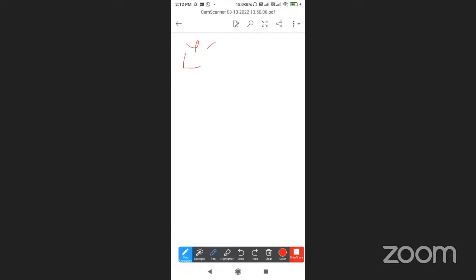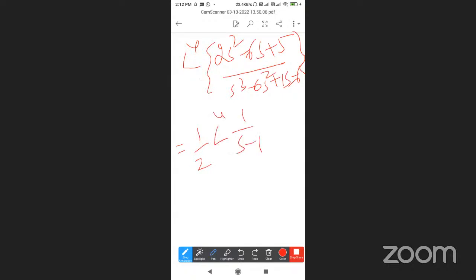the inverse Laplace transform of (2s square minus 6s plus 5) by (s cube minus 6s square plus 11s minus 6). This is the inverse Laplace. After that, 1 by 2 times the inverse Laplace transform of 1 by s minus 1, the A value 1 by 2. The B value is minus 1, minus inverse Laplace transform of 1 by s minus 2. The C value 5 by 2 times the inverse Laplace transform of 1 by s minus 3.